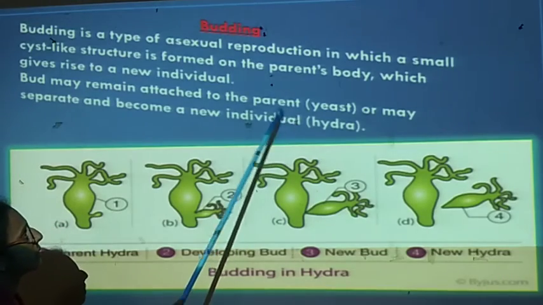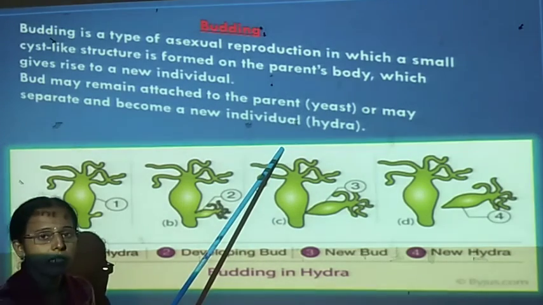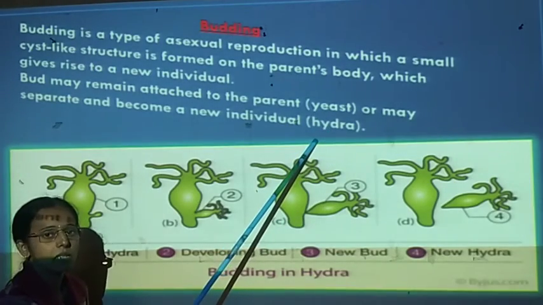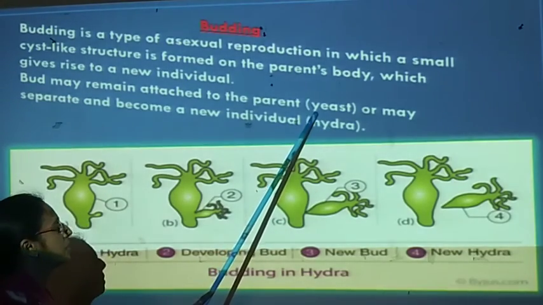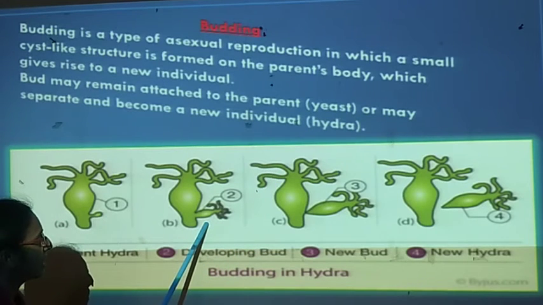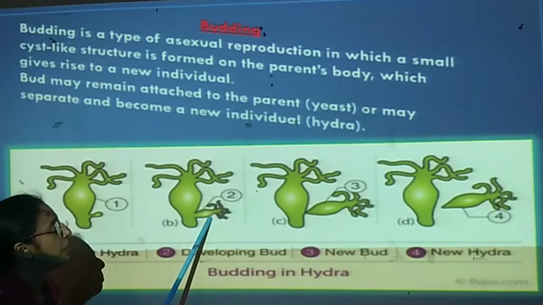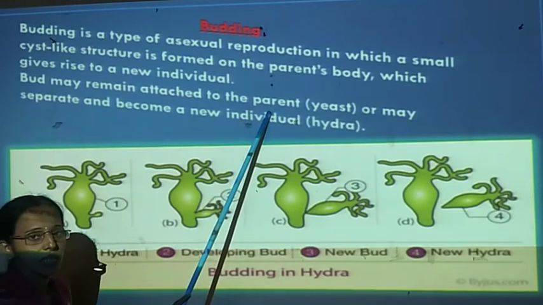Here are two examples where budding takes place: one is the yeast cell and another is the Hydra. So in the case of the yeast cell, when a bud is formed on the parent organism, then it remains attached to the parent.